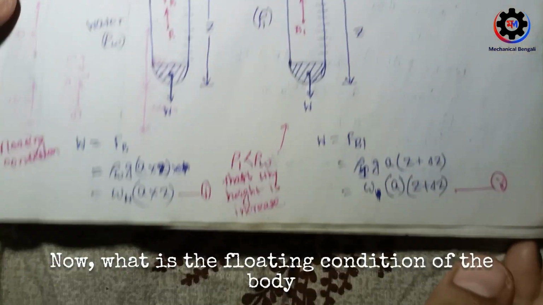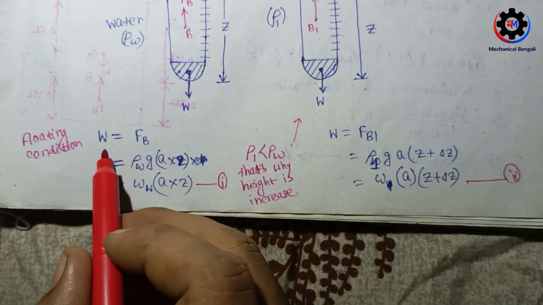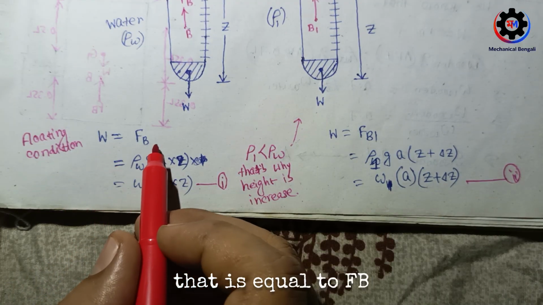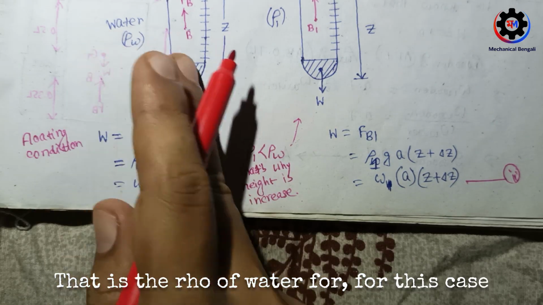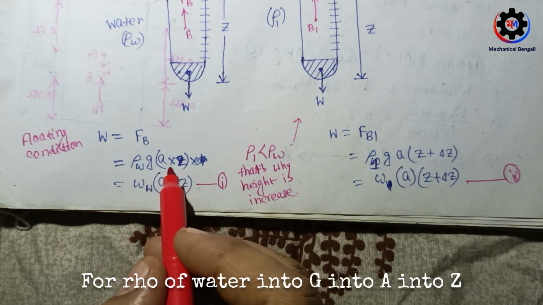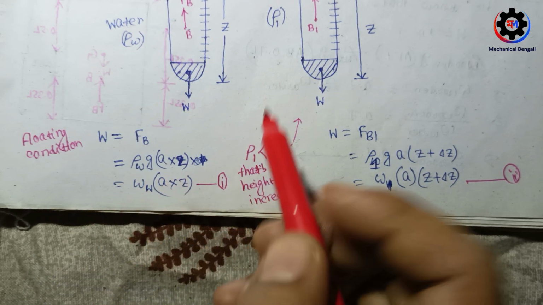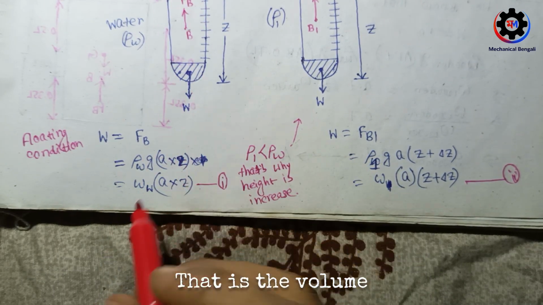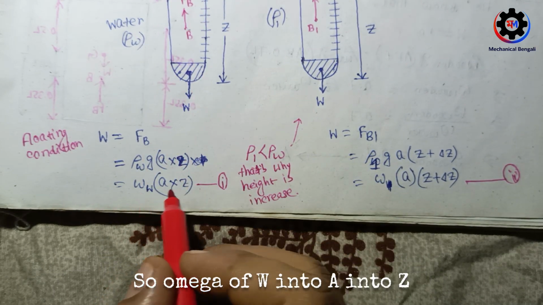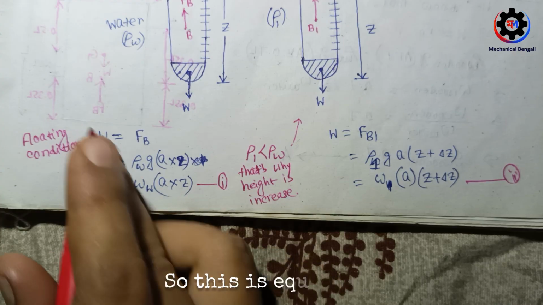Now what is the floating condition of the body? The floating condition is W equal to AB. So what is the buoyancy force? For this case, it is rho of water into G into A into Z. A into Z means cross-section area into this height, that is the volume. So omega of W into A into Z is equal to W.